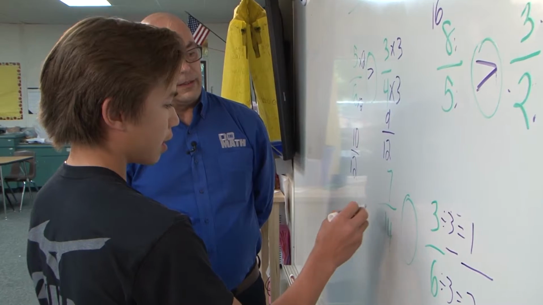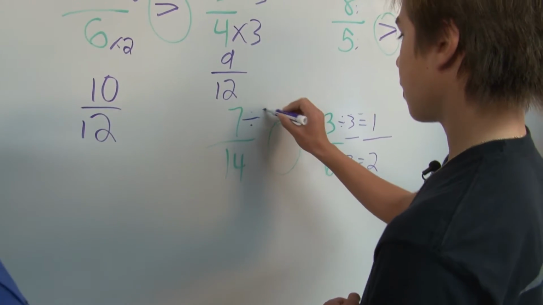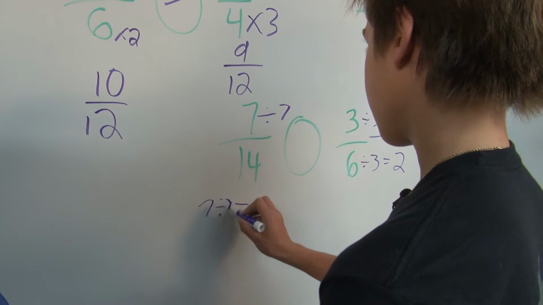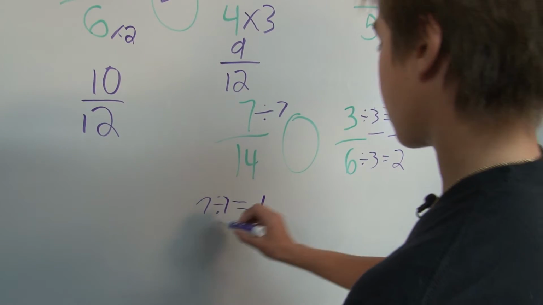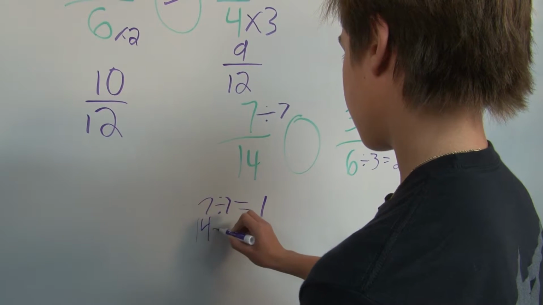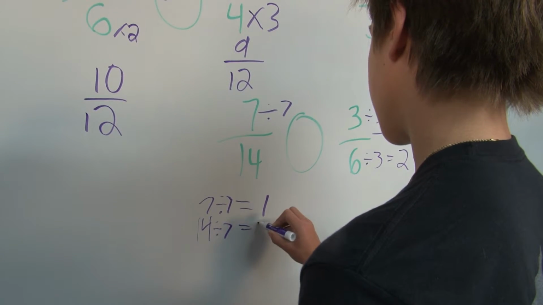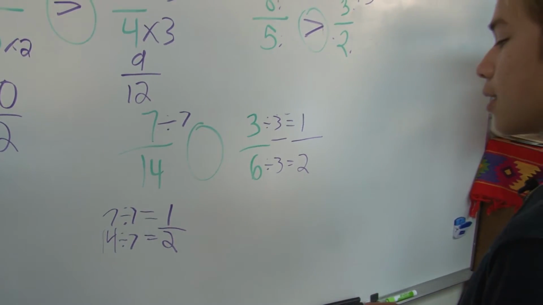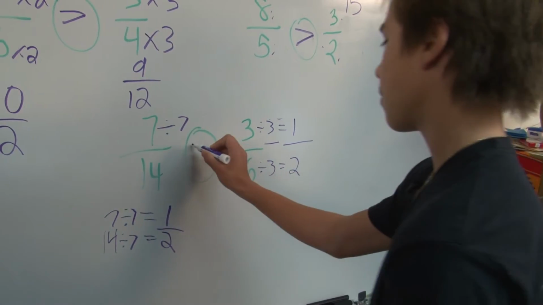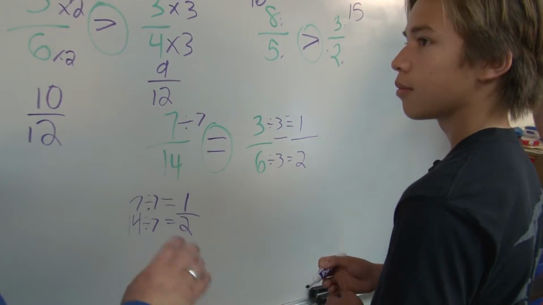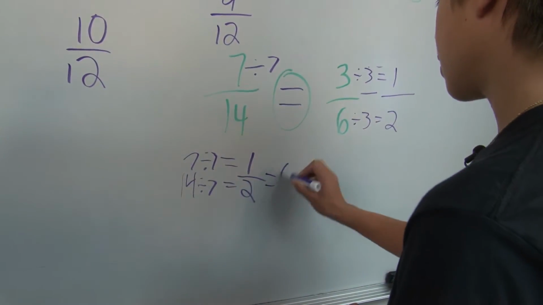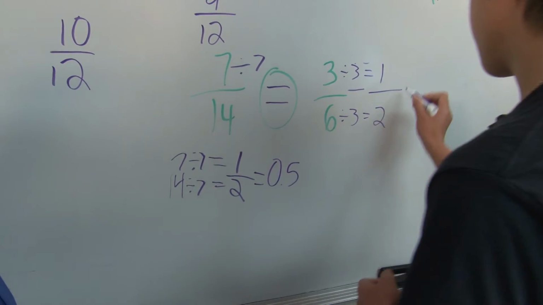And then this side, if you do the same thing, you could do 7 divided by 7 equals 1, and then 14 divided by 7 equals 2. So both of the fractions are equal to 1/2, which means they're the same. Nicely done. Now you said you wanted to do this one with decimals. So if we had 1/2, what would that be in decimal form? It'd equal 0.5. And same with this side.